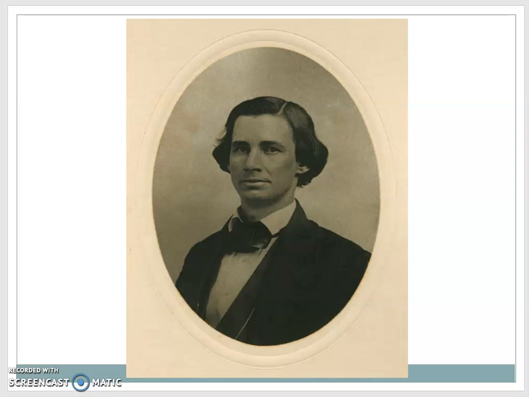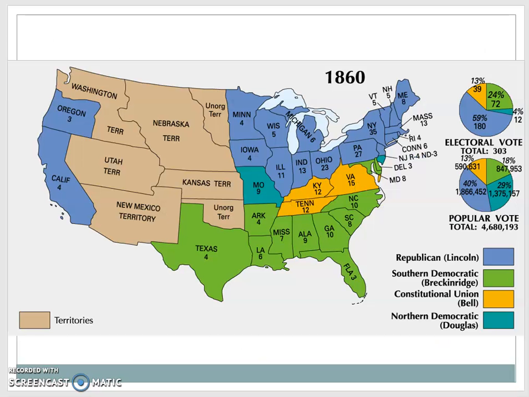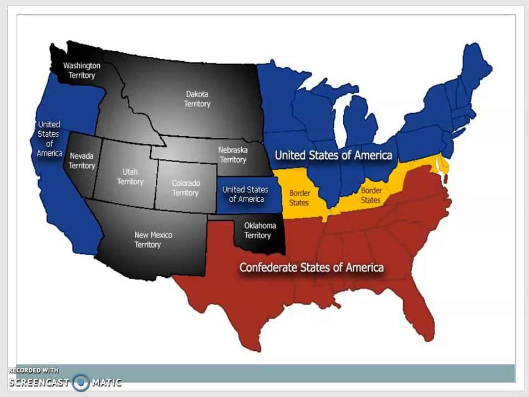In response to Abraham Lincoln's election, 11 Southern states seceded from the Union. To secede from the Union means to leave the United States to form their own nation called the Confederate States of America. Now, look at the Confederate States of America for a moment, and then compare it to the Breckinridge states in the election, and you'll see it's almost identical. Almost identical. Add Tennessee to the Breckinridge states, add Virginia to the Breckinridge states, and you have the Confederate States of America.